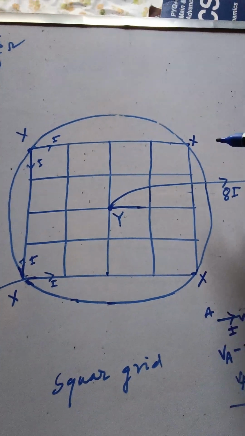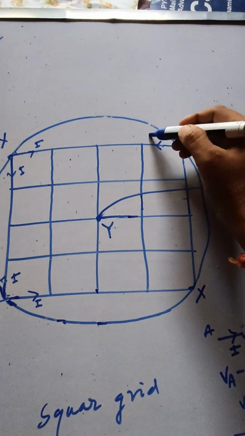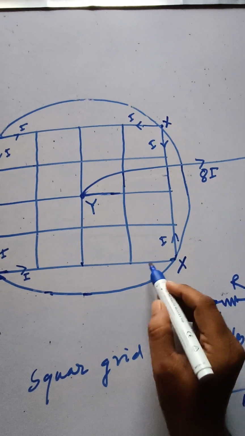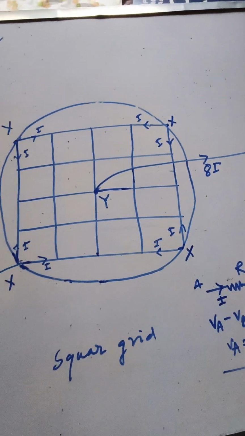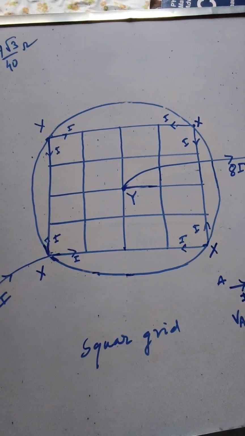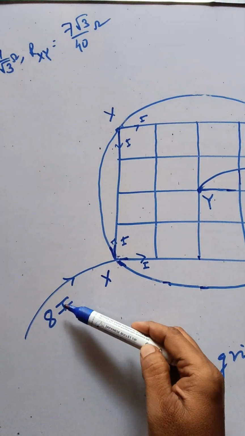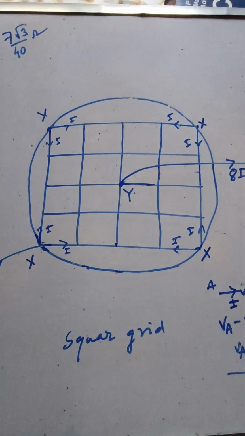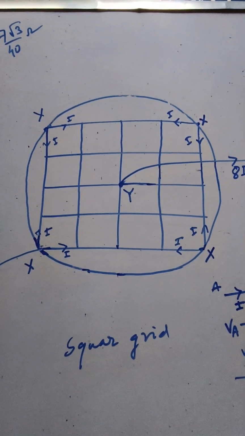All the points are identical, right? This current is I, this current is also I, and this is also I. All the points are identical. That's why I am doing this. If I take this I, then it will be I by 8, but that is not necessary for that.